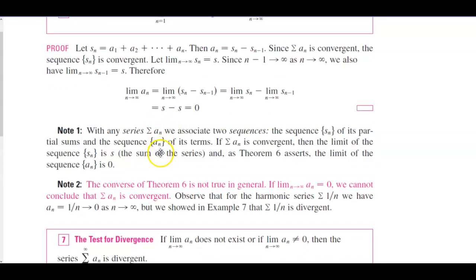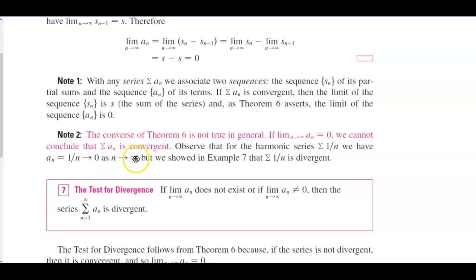Now let's note 1. With any series, we associate two sequences: the sequence of its partial sums and the sequence of its terms. If we know the series is convergent, then the limit of the partial sums is s, which is the sum of the series, and as Theorem 6 asserts, the limit of the sequence of terms is going to be 0. Now note too that the converse of Theorem 6 is not true in general.